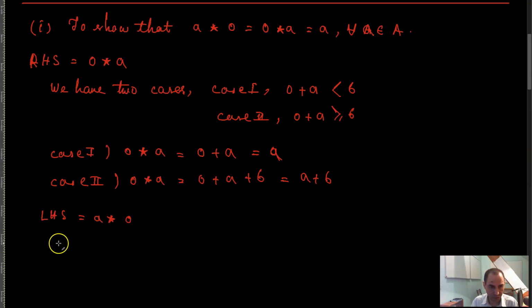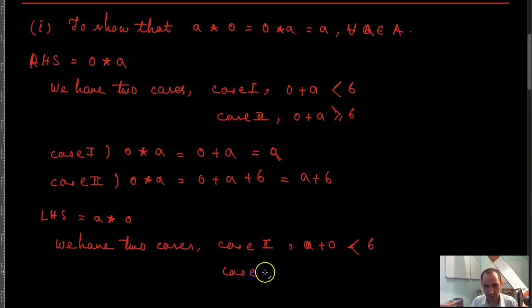and again we have two cases over here. Case one is A plus 0 is less than 6, and case two is A plus 0 is greater than or equal to 6, right? And of course, you can say that A is less than 6 and A is greater than or equal to 6. That you already understand.